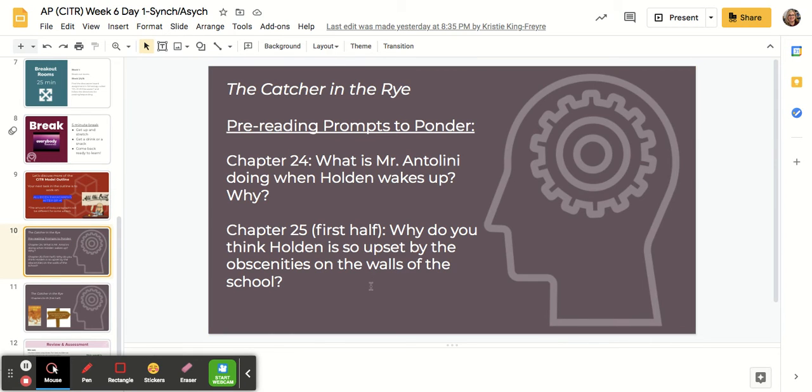When you are moving on to your reading and doing chapter 24 and the first half of chapter 25, I want you to think about what is Mr. Antolini doing when Holden wakes up and why. I also want you to think about in the first half of chapter 25, why do you think Holden is so upset by the obscenities on the walls of his school?